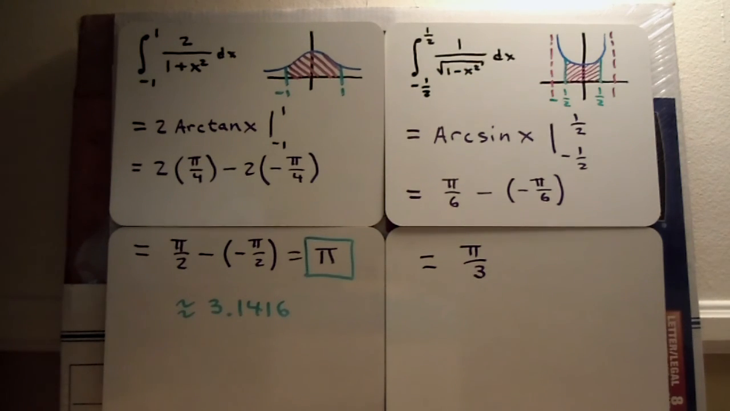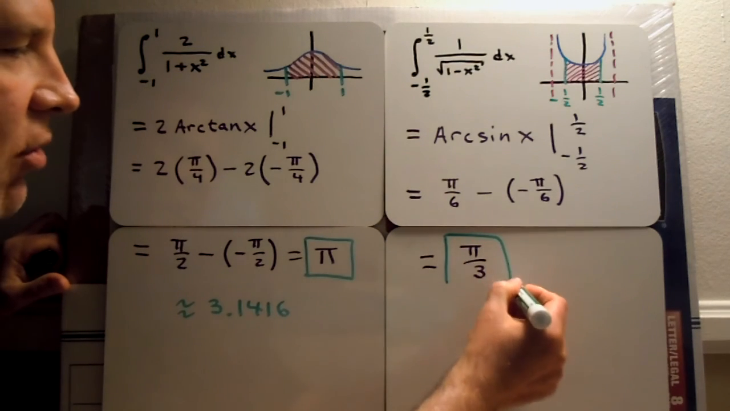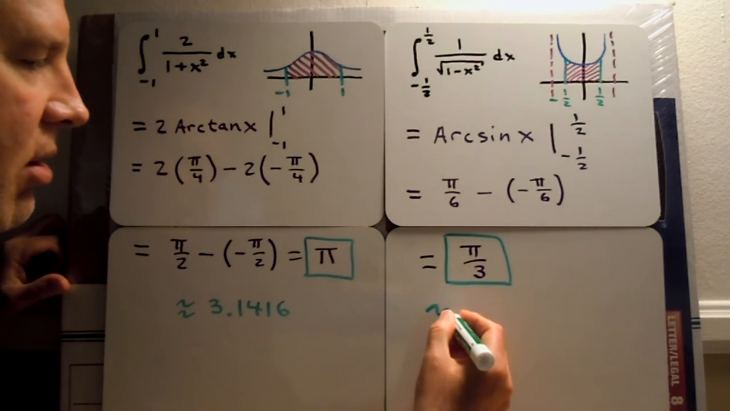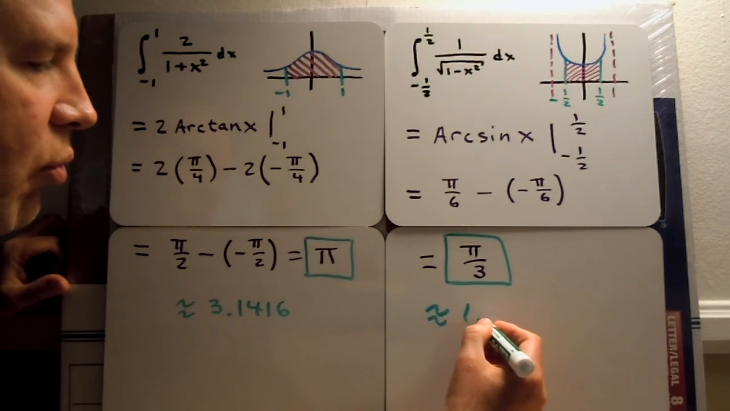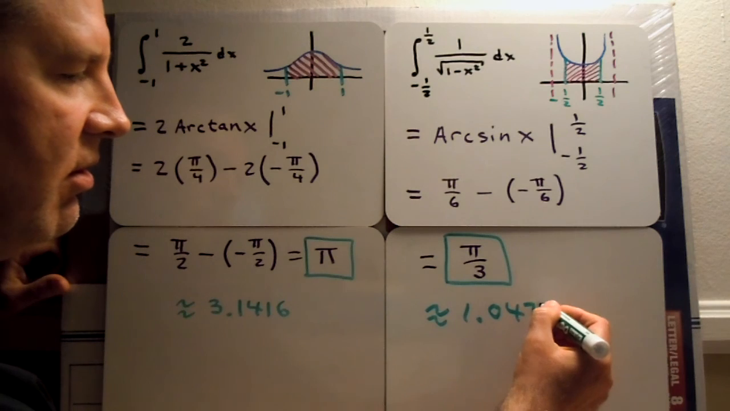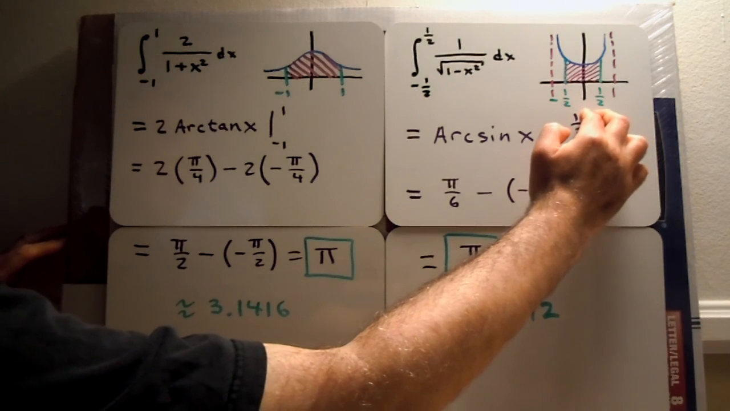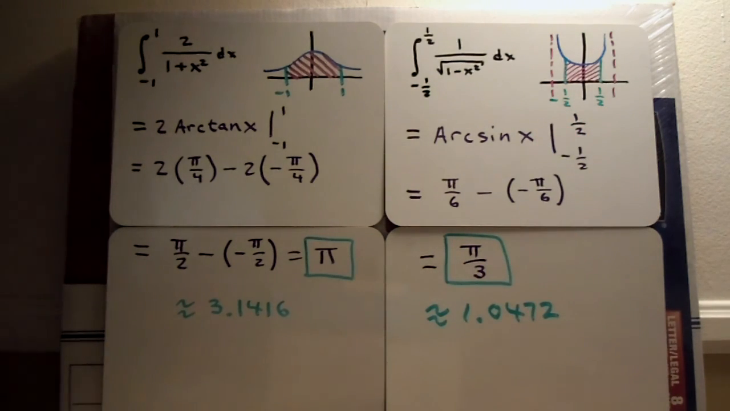So the area under this curve is pi over 3, or approximately 1.0472 taken to 4 decimal places. That would be the area under this curve from negative 1/2 to 1/2.